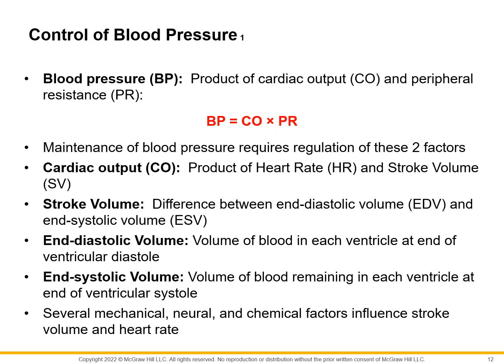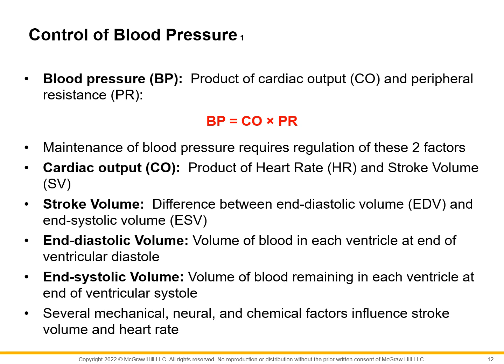So again, we can say if we want to control the blood pressure, we need to control the cardiac output and to control the peripheral resistance. Any factor that affects the cardiac output will significantly affect the blood pressure, and any factor that affects the peripheral resistance will again affect the blood pressure. So let us correlate the concept again of cardiac output with blood pressure.